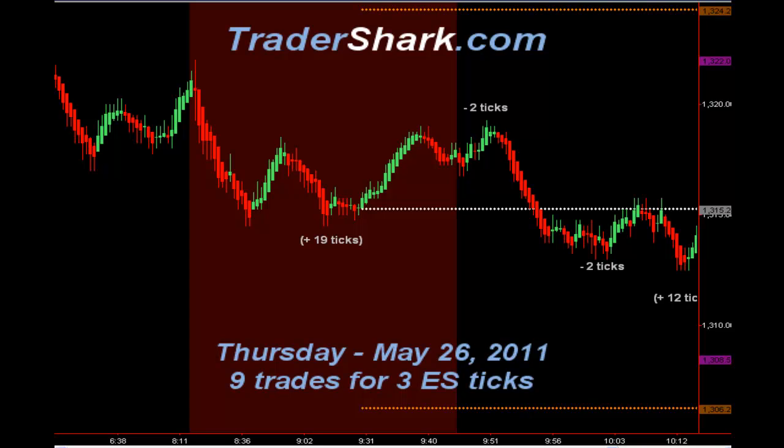The following are examples of trade setups that occur on a regular basis. Today is Thursday, May 26th, 2011. We had 9 valid trade setups for a potential profit of 3 ES ticks.